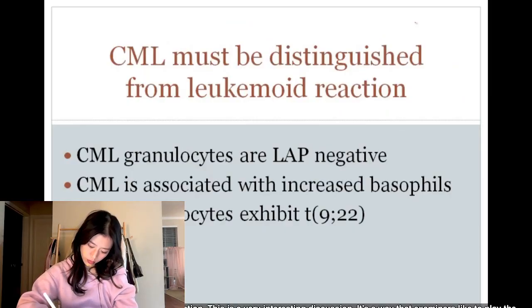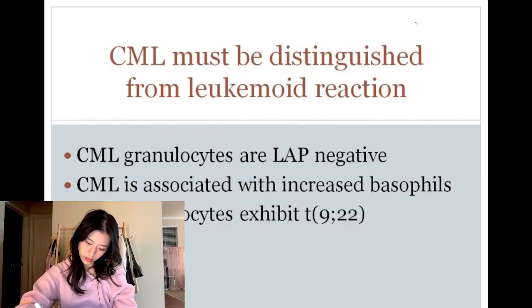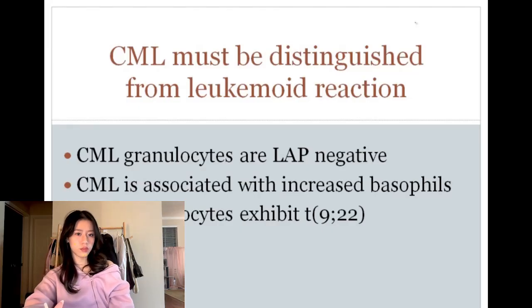This is a very interesting discussion. It's a way that examiners like to play the game. It's a way that you might encounter a patient clinically. So let's briefly take a moment to review. When we look at the blood smear of CML, what we're seeing is a bunch of increased granulocytes and some early precursors of those granulocytes. Now, if I were to look at that smear, my differential diagnosis would be acute infection or CML.